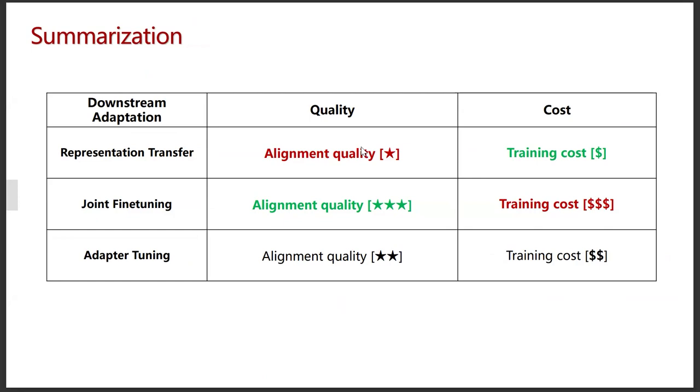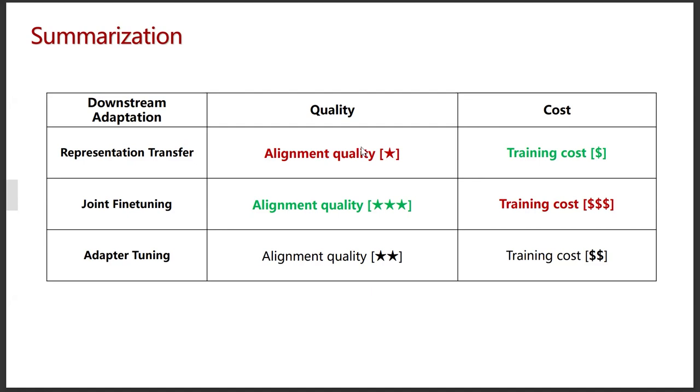And then we summarize some characteristics of the downstream adaptation frameworks. There are three types of downstream adaptation frameworks. The representation transfer aims to use the representation vectors as features directly. However, the joint fine-tuning and adaptive tuning aim to better align the representation from the encoder by using the downstream click signals. And from the quality, we know if we fine-tune the modality encoders, we can get better alignment quality, especially for joint fine-tuning. However, the cost is very high.